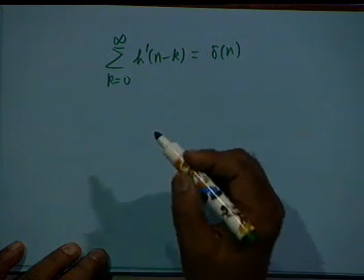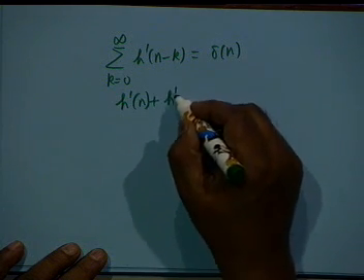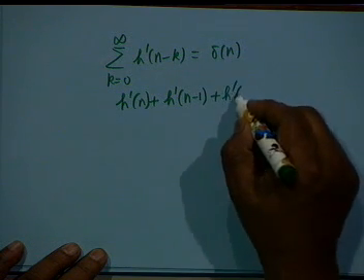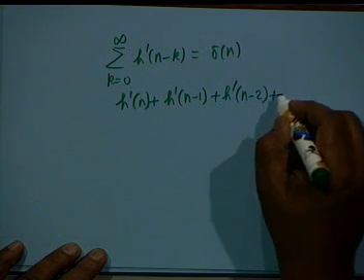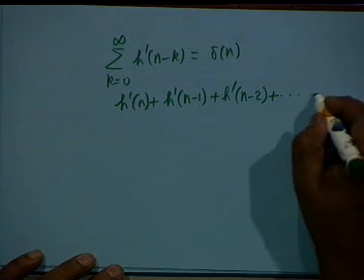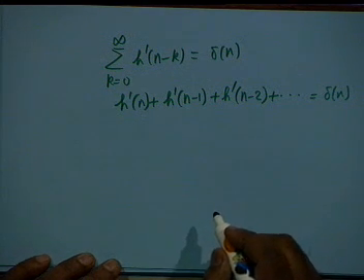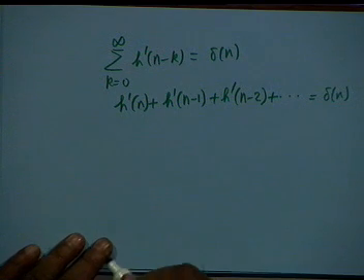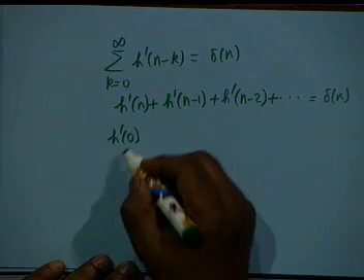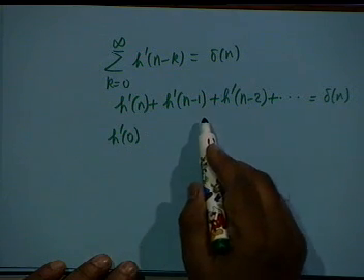I start from k equal to 0, so I get h prime n plus h prime n minus 1 plus h prime n minus 2 and so on up to infinity is equal to delta n. Let us put a few values for n. h prime 0 plus h prime of minus 1.